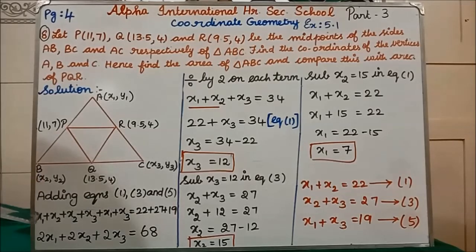After writing this, x1 plus x1 is what? 2x1. x2 plus x2 is what? 2x2. x3 plus x3 is 2x3. If you add 22 plus 27 plus 19, we are getting 68. See, everywhere we are having 2, so we are going to divide by 2 on both, each term. Okay, each term we are going to divide by 2. So now if you divide by 2, x1 plus x2 plus x3 equal to 68 divided by 2, we are getting 34.